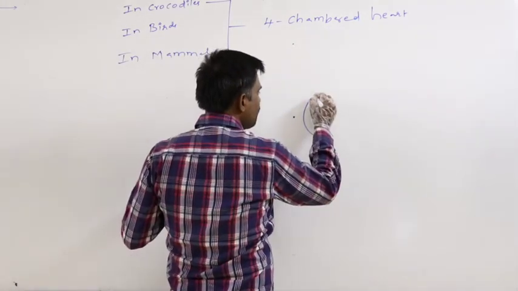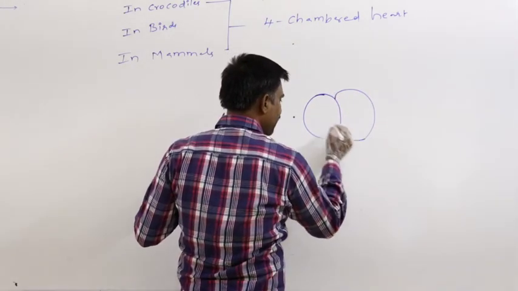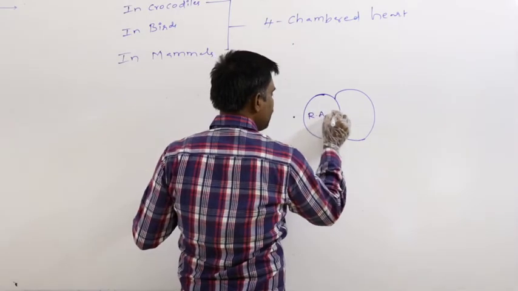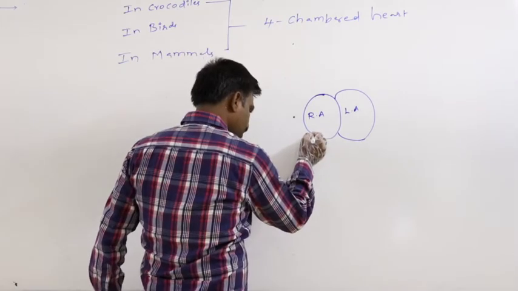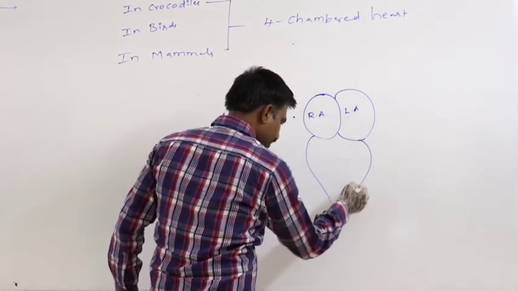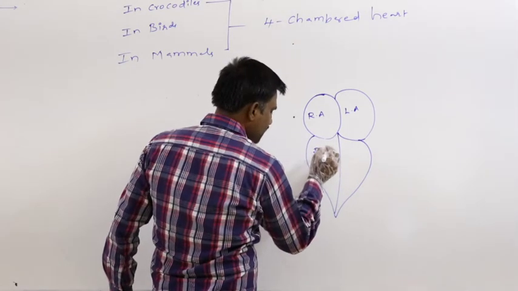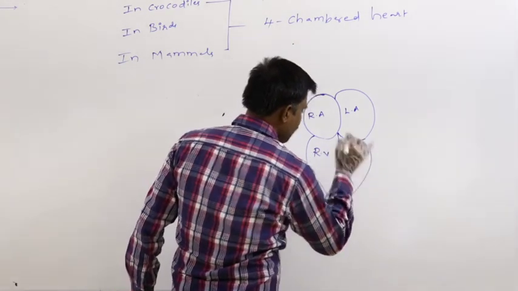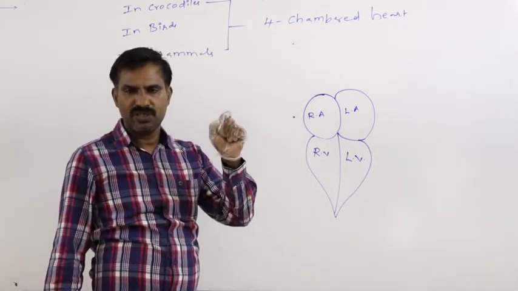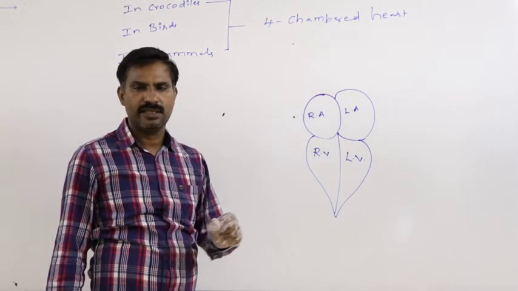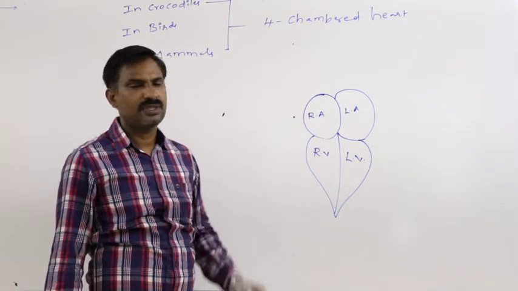upper two chambers are said to be the atria. This is the right atria, this is the left atria. Again, these are the ventricles. This is the right ventricle, this is the left ventricle. So completely divided four-chambered heart is present in crocodile, in birds, in mammals.